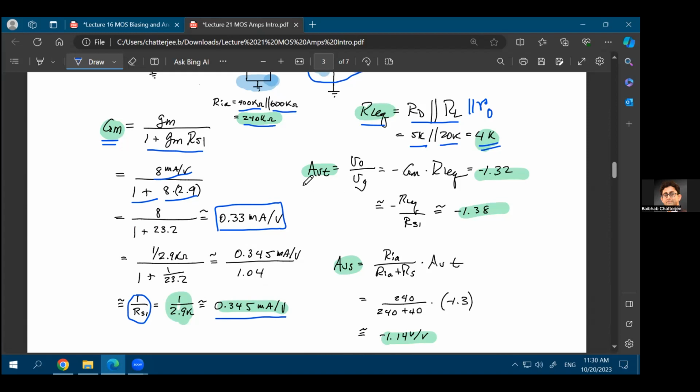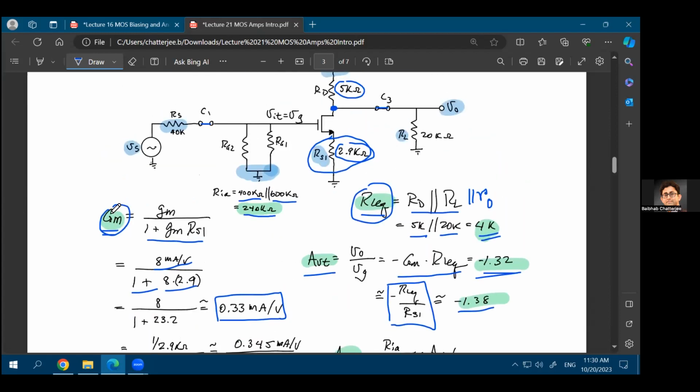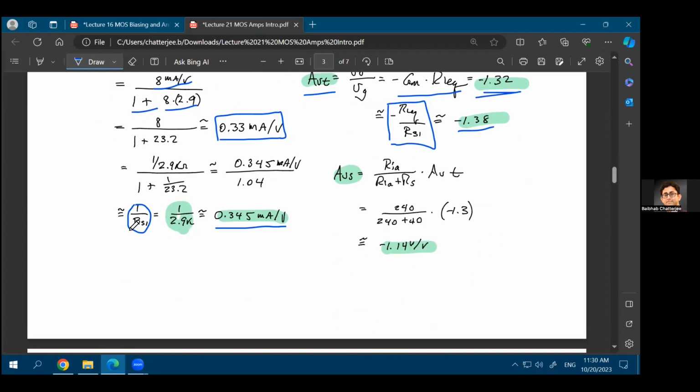Now, what would be your voltage gain? Voltage gain would be minus capital GM times R equivalent. You already know what your capital GM is, and you already know what your R equivalent is. The multiplication of those two will give you the gain of minus 1.32. Or if you just approximate this to be minus R equivalent divided by RS1, that gives you minus 1.38, which is very similar to the original gain of minus 1.32. So what I'm saying is that instead of considering GM to be gm divided by 1 plus gm RS1, you can also consider it to be just 1 upon RS1, and that gives you almost similar values.